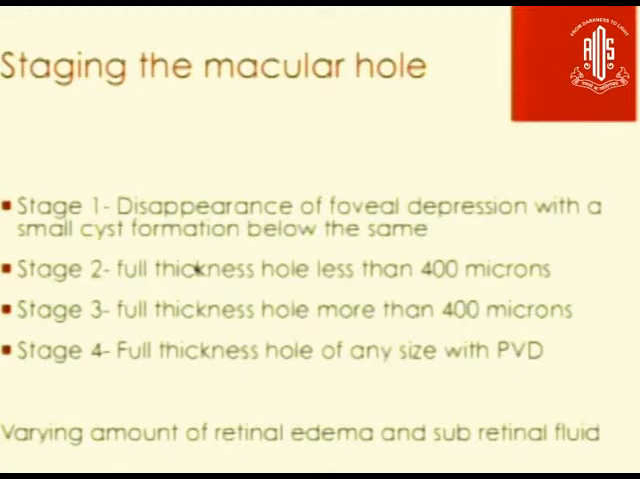But now we know that from stage 2 onwards, it's all full thickness. It's just that the size of stage 2 is less than 400 microns, and in stage 3 and above, it is more than 400, and in stage 4, it is with PVD. So there's a varying amount of retinal edema and subretinal fluid.